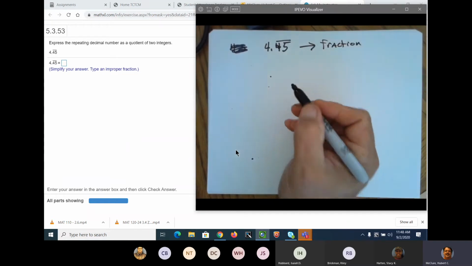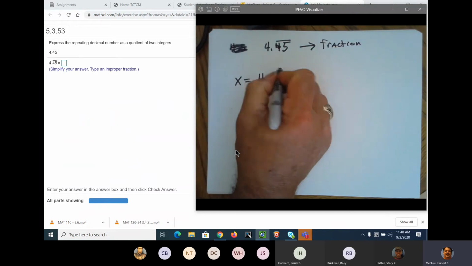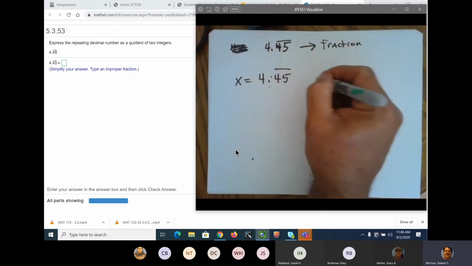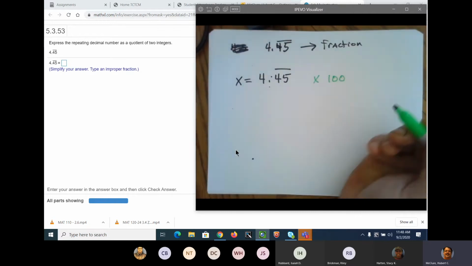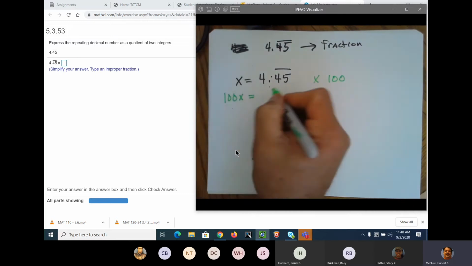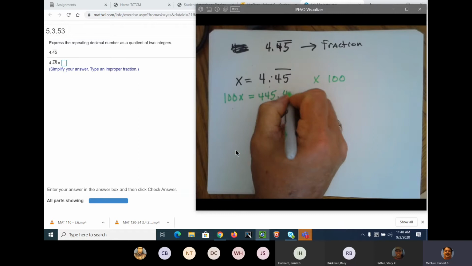So the first thing we do is say x is equal to 4.45 repeating. The goal is to eliminate the repeating 4 5s. So I'm going to multiply that by 100 in my head, and I get 100x is equal to 445.45 repeating.